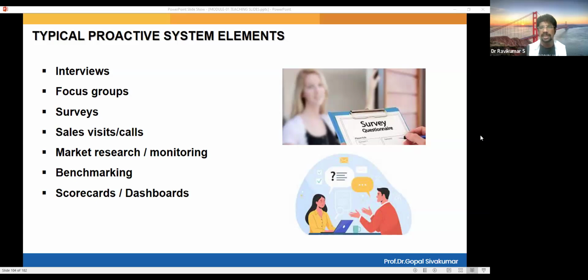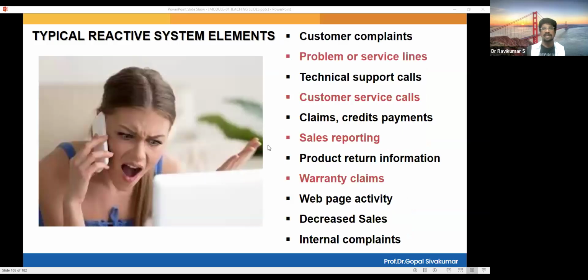Then what about the proactive or reactive element? The customer calls you, you call the bank and complain about unnecessary deductions. You call the car service provider and shout at him for poor service. You call the broadband service provider for poor, low speeds. Whenever the customer complains, that is a reactive element. Whenever there is a problem or a service issue, there is a reactive element. Technical support call centers, most of the time, receive reactive calls from customers, customer service calls.